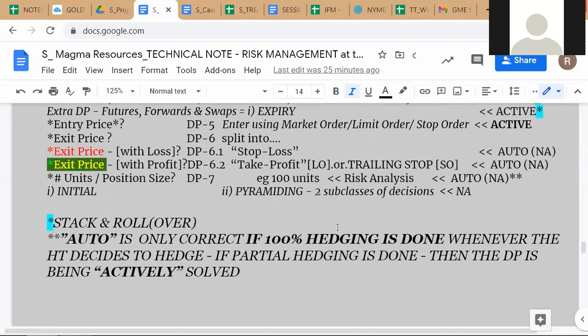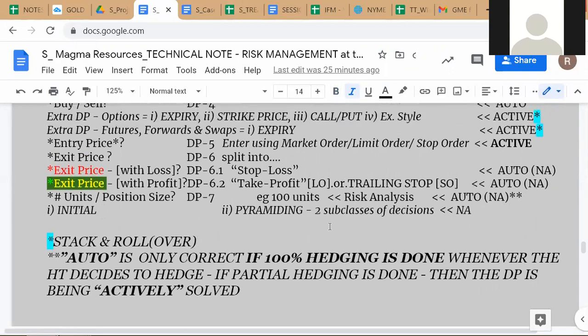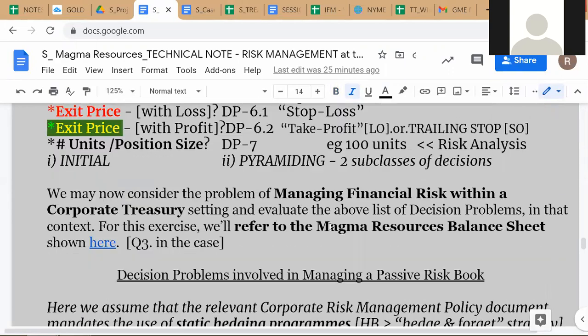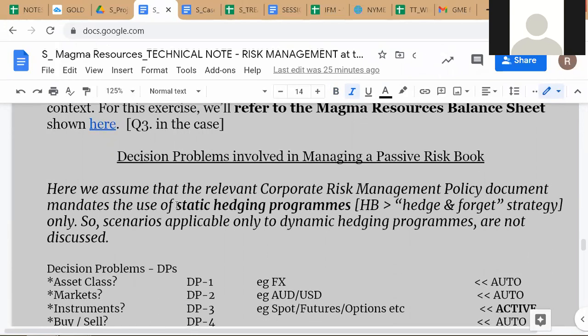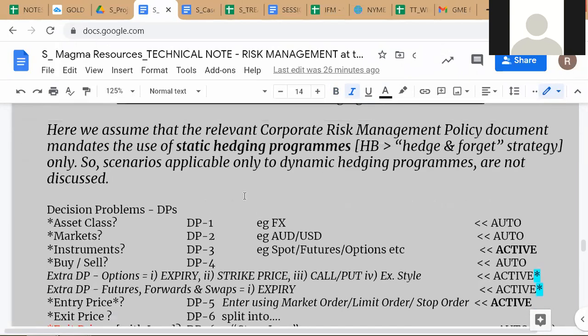See, this is the 100% hedging part. Let's look at it. This is where we are talking about hedge and forget. So in this discussion, we are assuming that there is a static hedging program. So there is still liquidity. But let's also discuss the hedging program which we are going to discuss later.